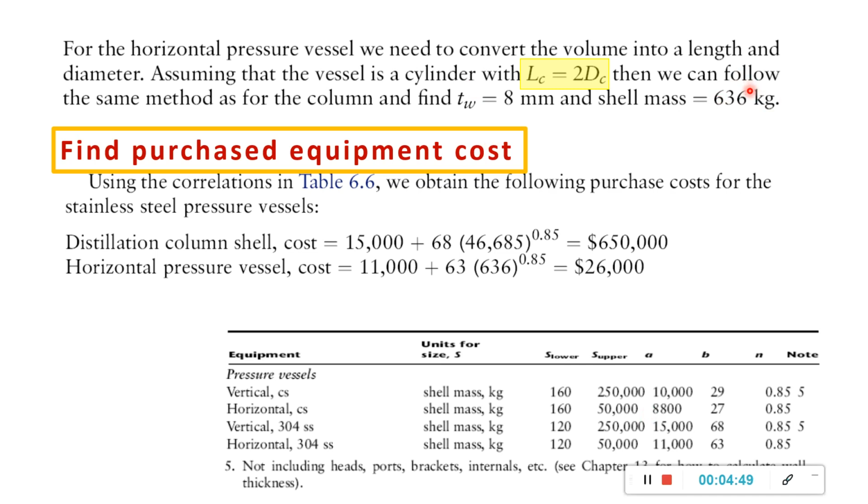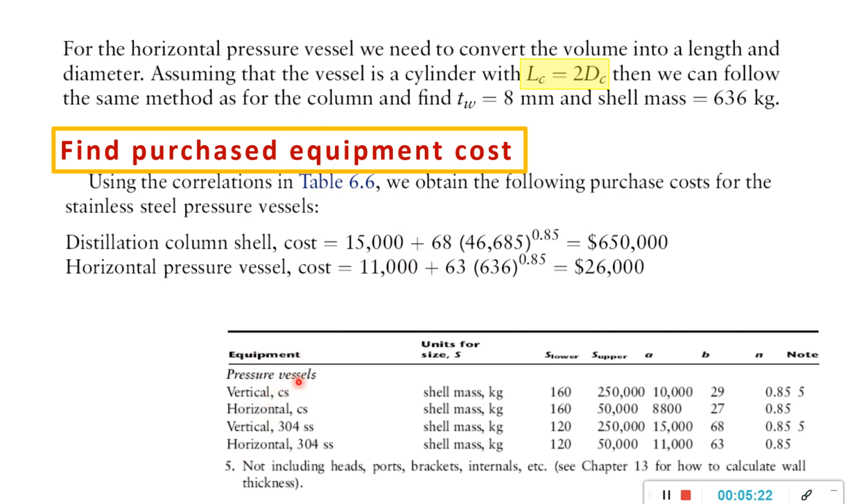Okay, after we do all of these mass calculations, the next thing we need to do is find the purchased equipment cost by looking at the correlations in table 6.6. From this table, which I already extracted to show you, we have a list of equipment, so make sure you find the correct one, because here the distillation column is not mentioned in the list, I believe.